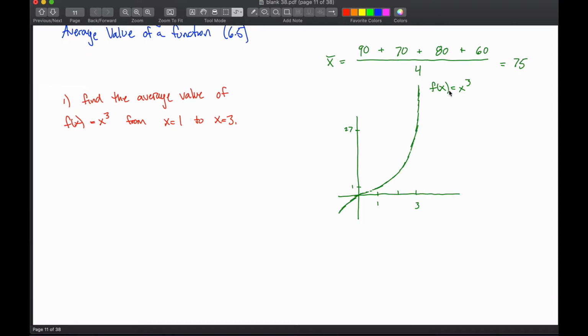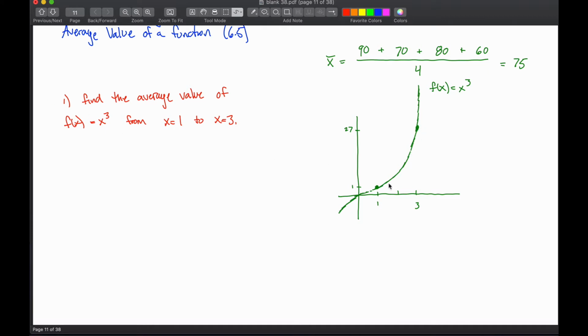So for example, if I were given the function f of x equals x cubed, and I were asked to figure out the average value of this function from x equals 1 to x equals 3, a geometric interpretation of what we're doing is, here's the graph of f of x equals x cubed. The height of this function when x equals 1 is 1, and when x equals 3 it is 27, because 1 cubed is 1 and 3 cubed is 27. So what I want to know is, what is the average height over this interval?